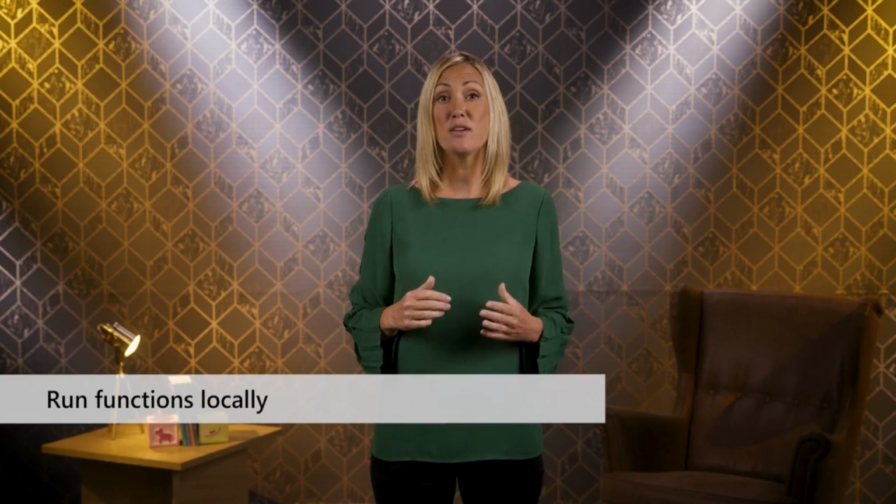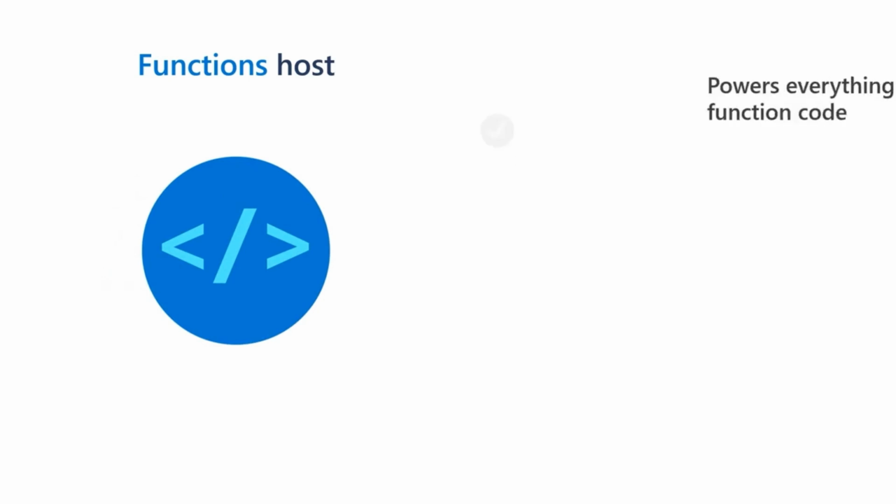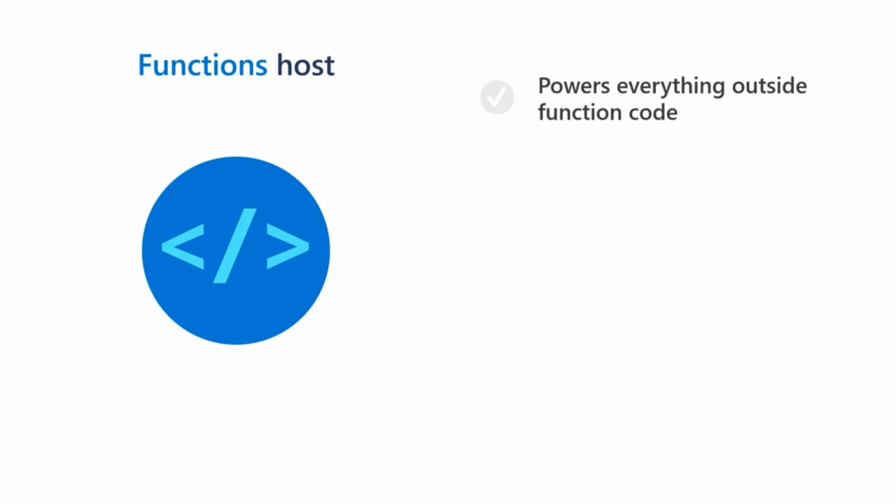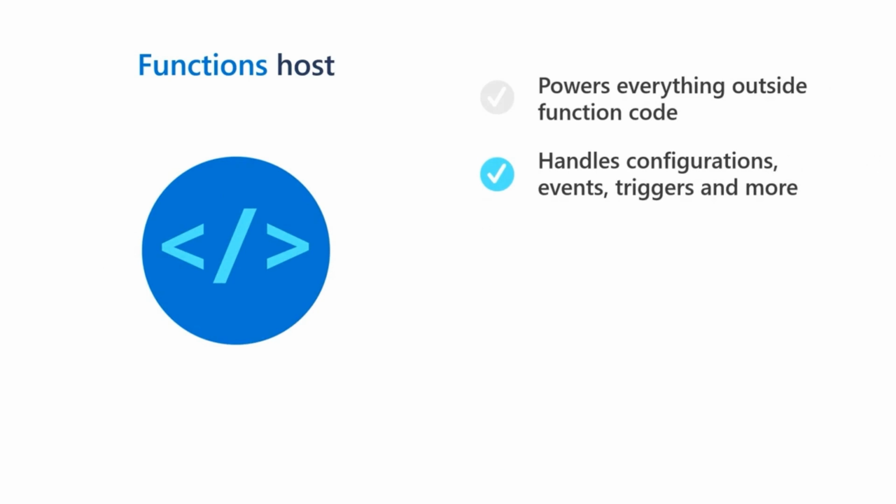Let's continue with how to run functions locally. Functions aren't programs that can be run on their own. They must be hosted by the functions host. The host is what powers everything outside of your function code. It loads configuration, listens for triggers and HTTP requests, starts the worker process for the language your functions are written in, writes log output, and more.